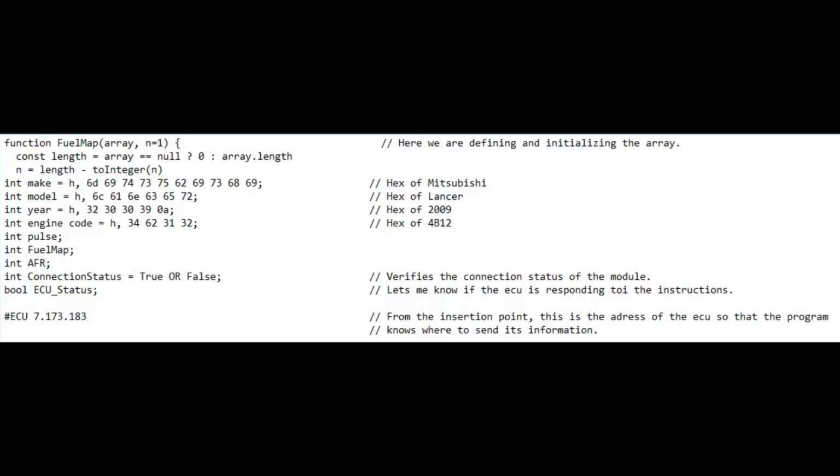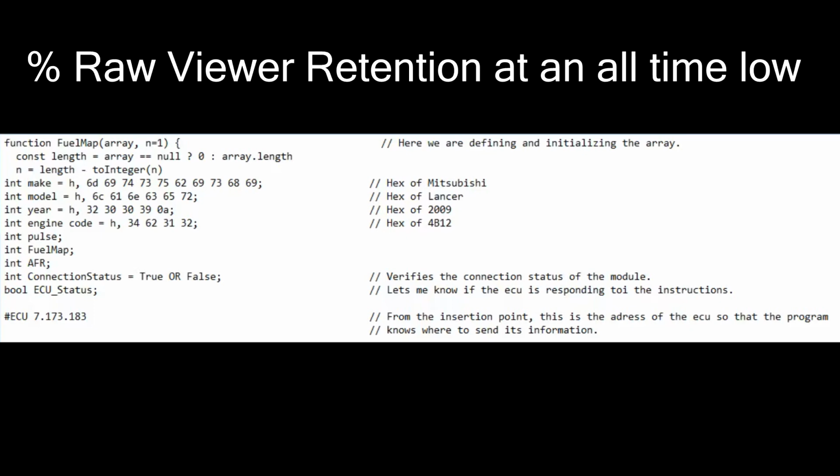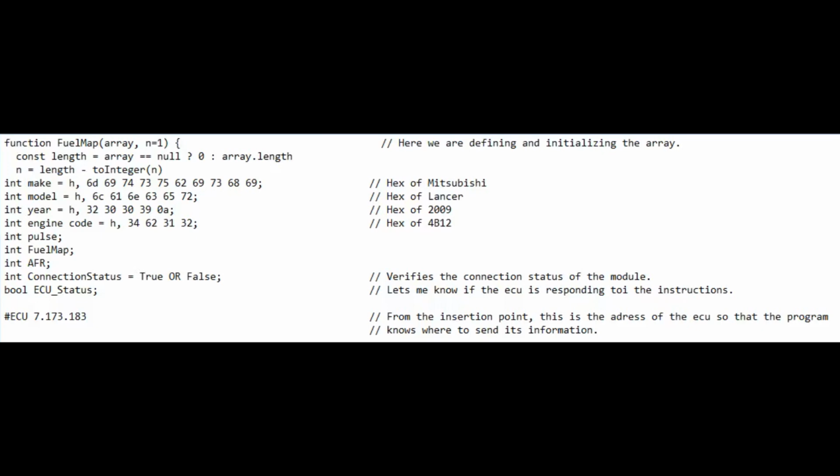On the left, you can see I have integers. These are basically things that I'm defining at the top of my code. Basically, you can see that I have the make of my car, the model of my car, the year of my car. These are all things that are going to be in the form of hexadecimal, which is how my programmer is going to communicate with the computer of my car, the ECU.